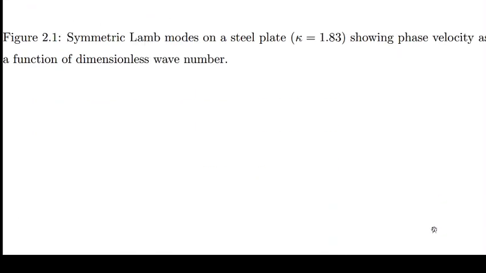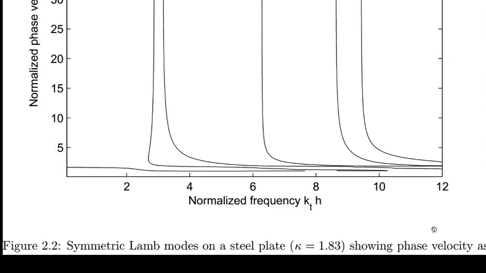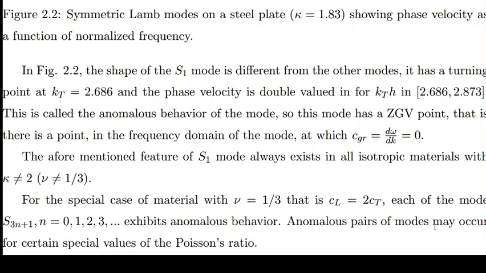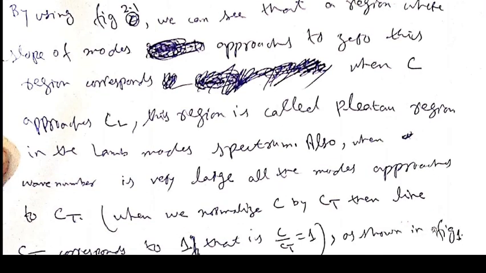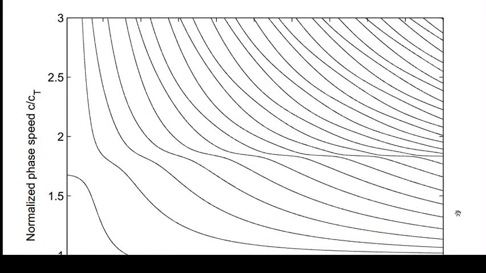Let's see what we have written more for 2.1. This region is called the plateau region. I have told you, correct the spelling, PLATEAU, in the Lamb modes spectrum. Also, when wave number is very large, all the modes approach CT. When we normalize C by CT, then the line CT corresponds to 1, that is, C by CT is equal to 1, as shown in the figure. It would be 2.1 that we are talking about.